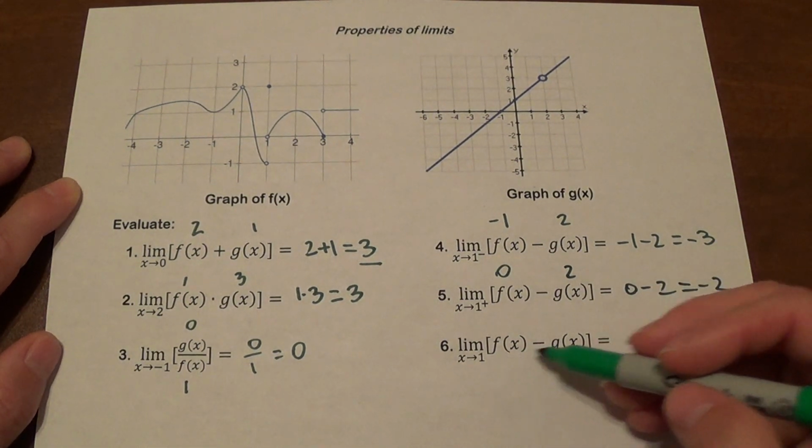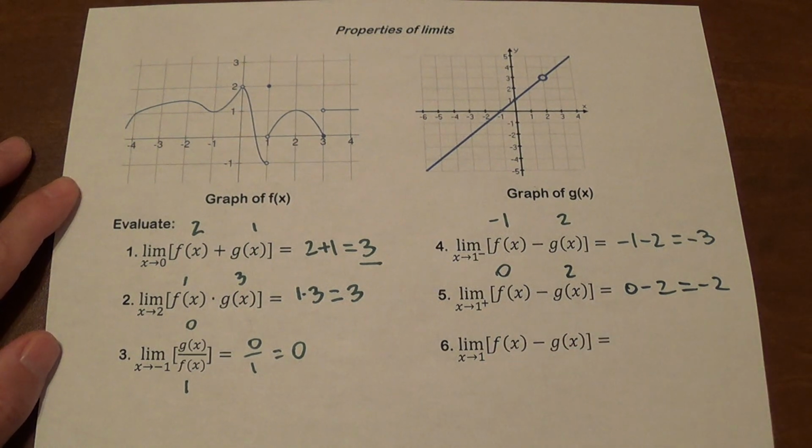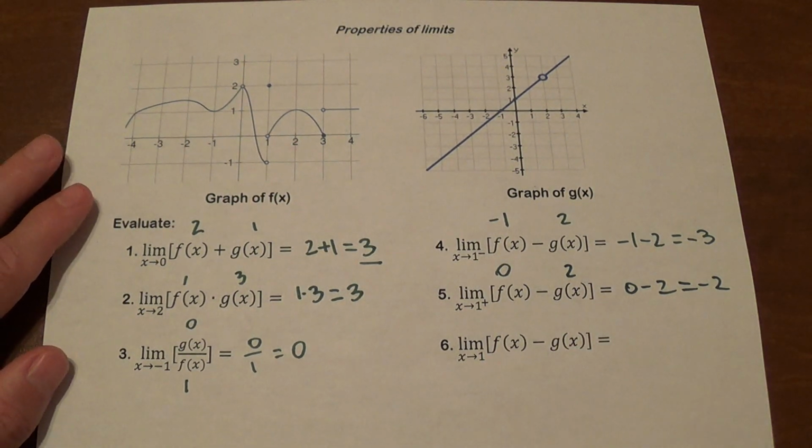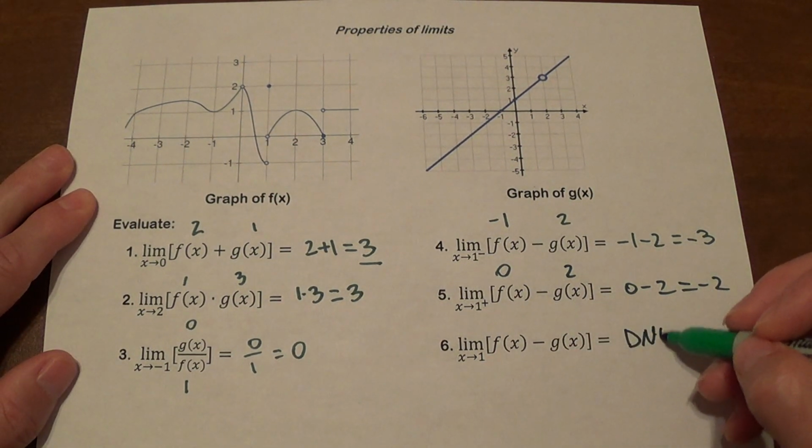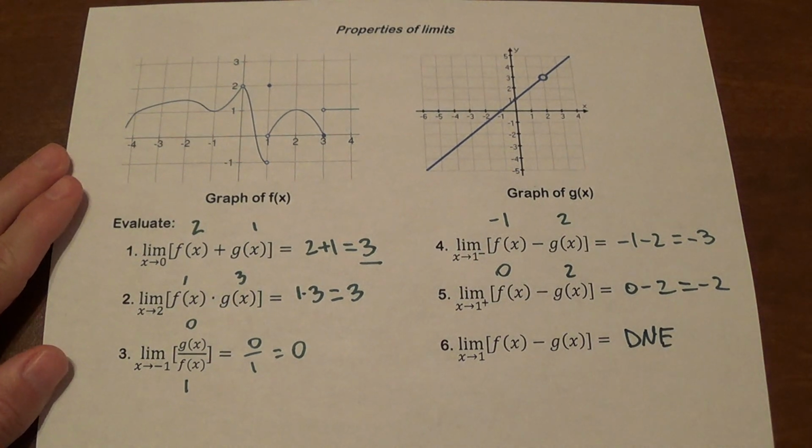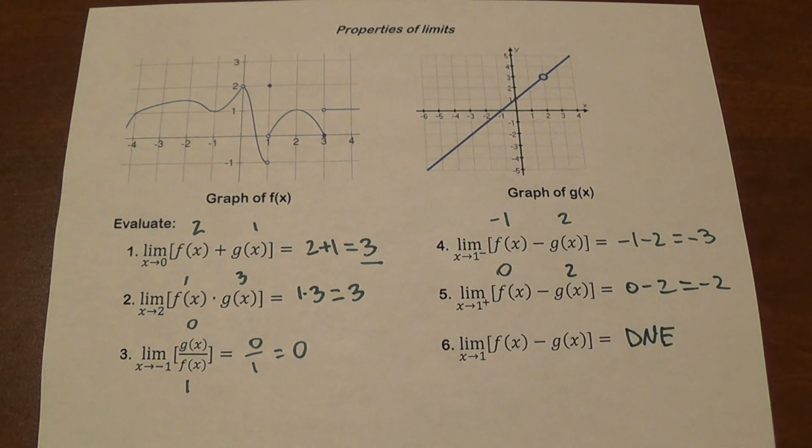So what is the limit of f of x minus g of x as x approaches 1? Well, it does not exist, because we want to remember from the conditions of having a limit, one-sided limits must equal each other, and these two numbers are not equal to each other. Negative 3 does not equal negative 2, hence the limit at the point does not exist.